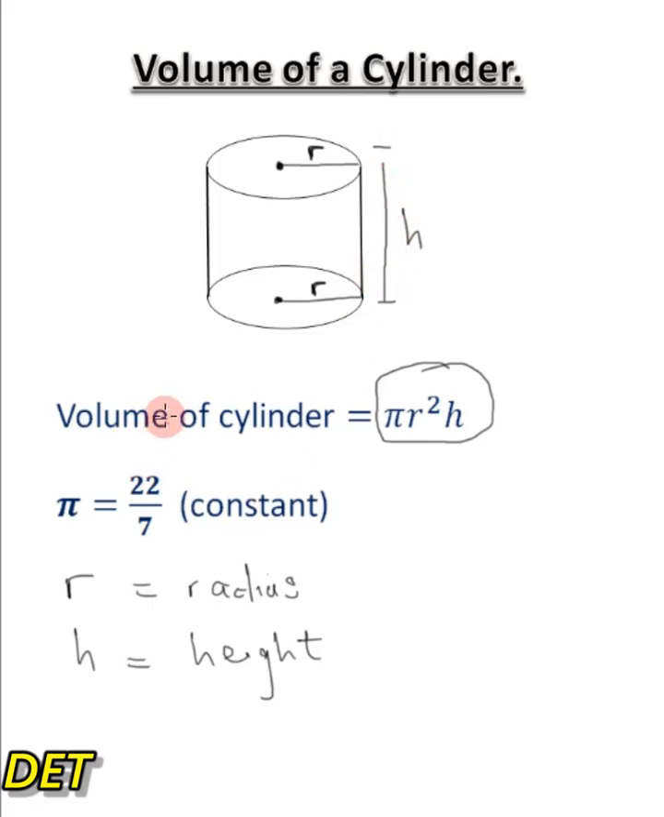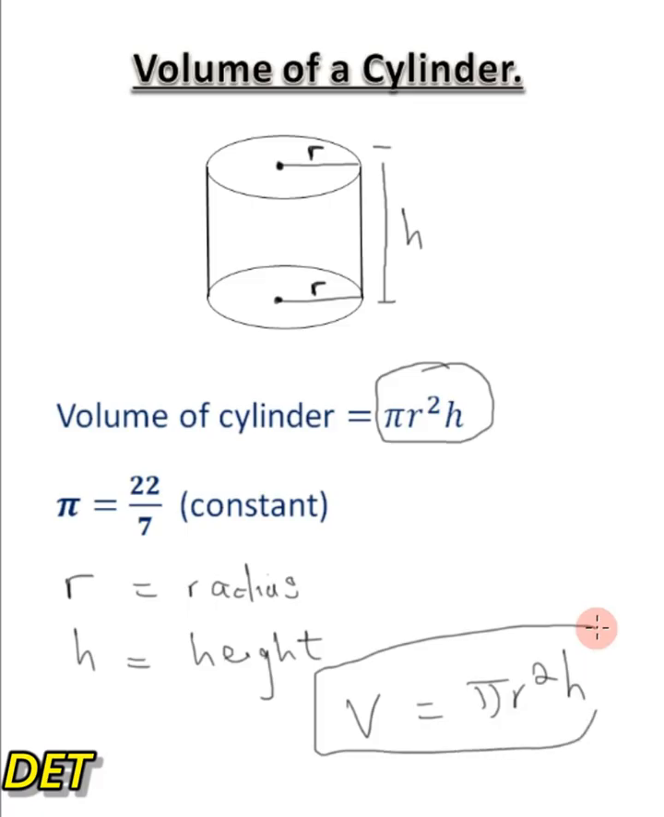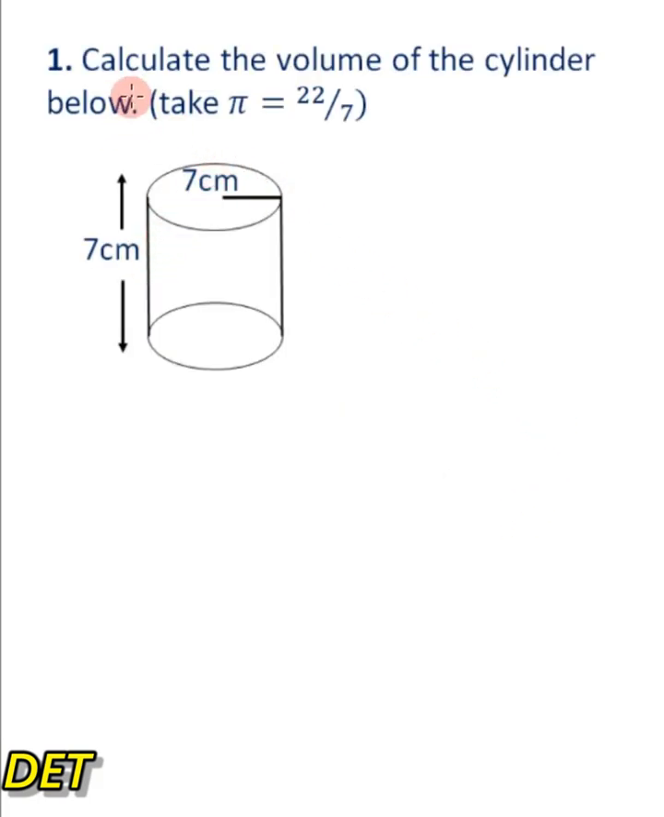So again, the formula for volume of a cylinder is volume is equal to what? Pi r squared h. You should know that your pi is a constant because it has a value that does not change. And the value is what? 22/7 or 3.142.